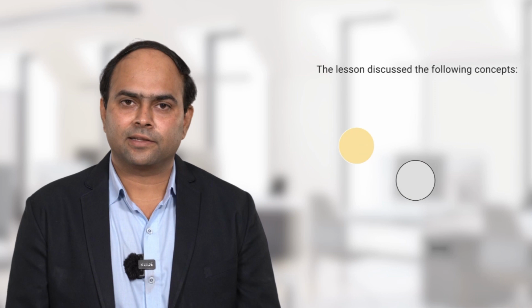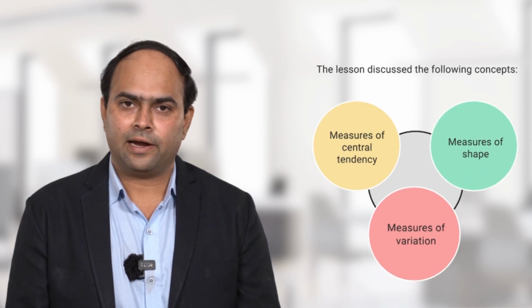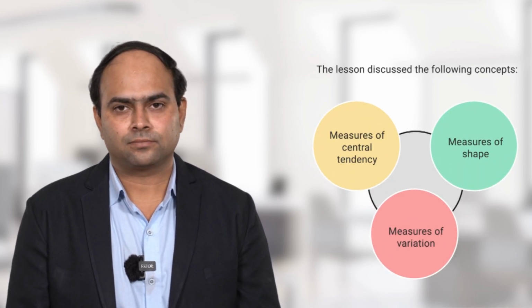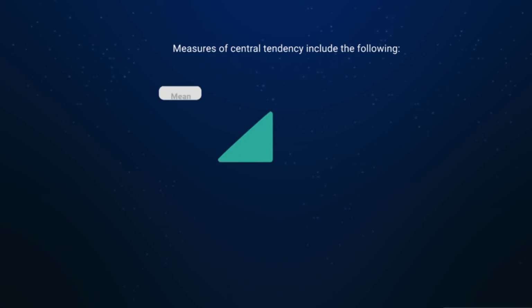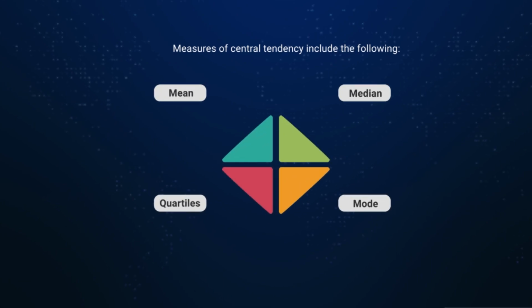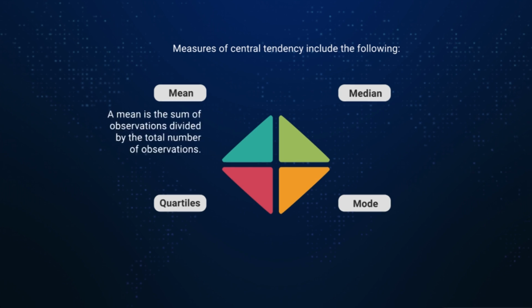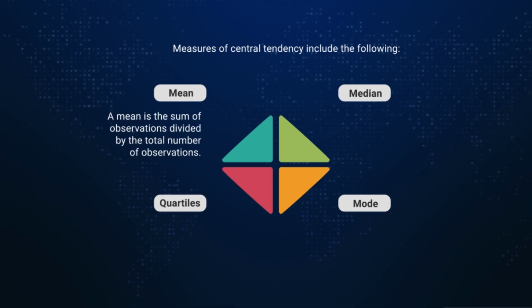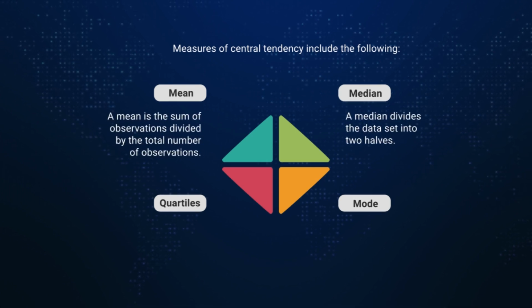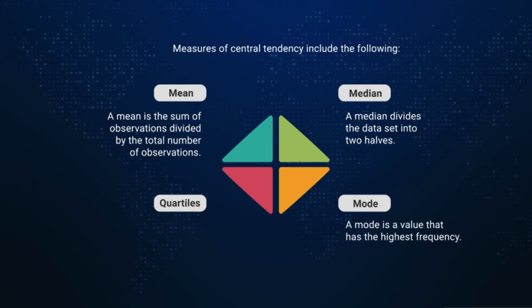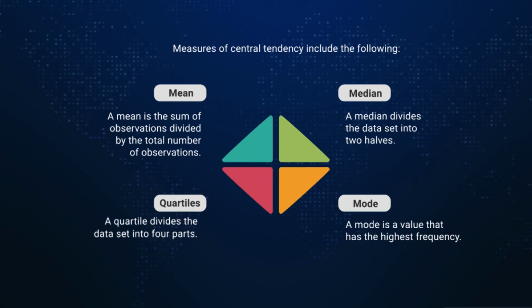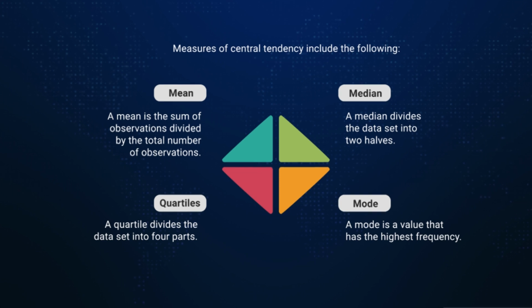In this lesson, we discussed the measures of central tendency, shape, and variation with the help of examples. Measures of central tendency include mean, median, mode, quartiles, and interquartile range. Here, the mean is the sum of observations divided by total number of observations. Median divides the dataset into two halves. Mode has the highest frequency in the given dataset. Quartiles divide the dataset into 4 parts.